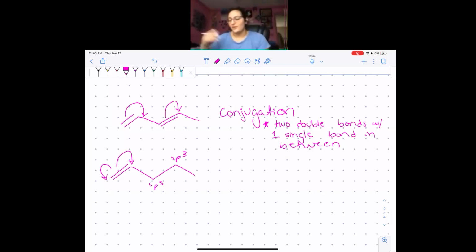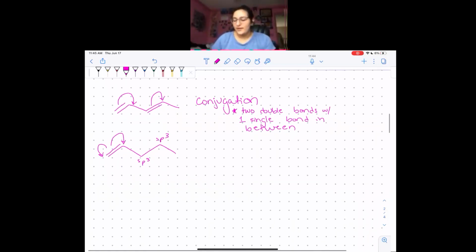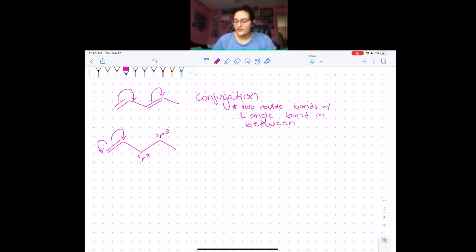But okay. So, if we're good with conjugation, we have two more things we have to talk about. So, we have the same molecule, and now we have two double bonds that are more than one single bond apart. So the difference here is we have an sp3 carbon in between the two double bonds. So this has its own name. This is isolated.